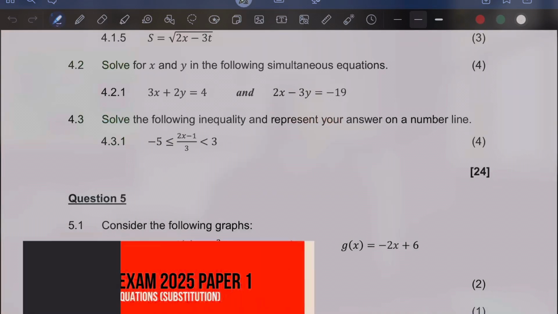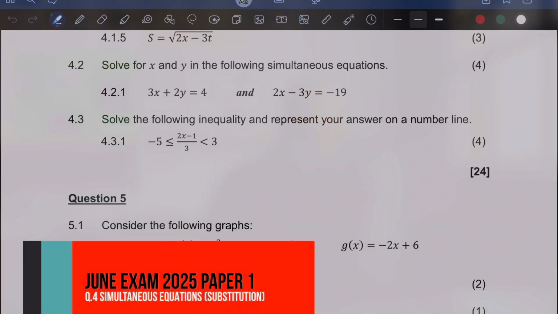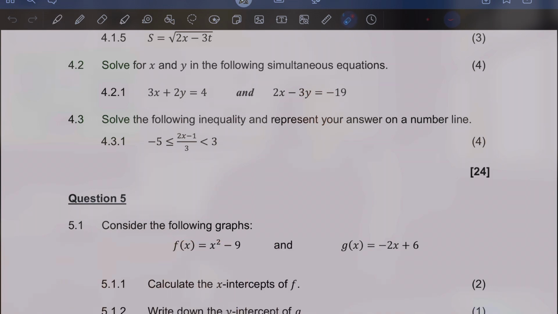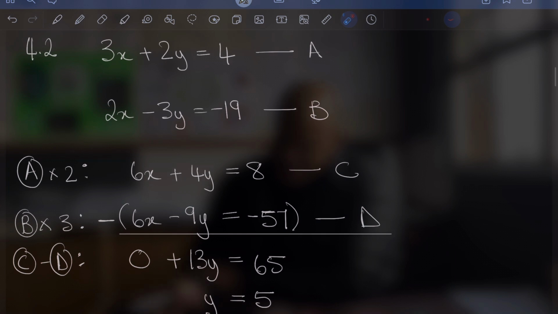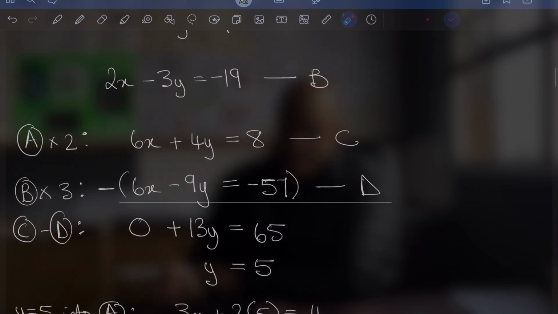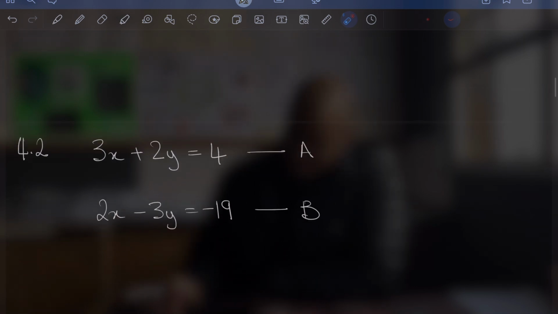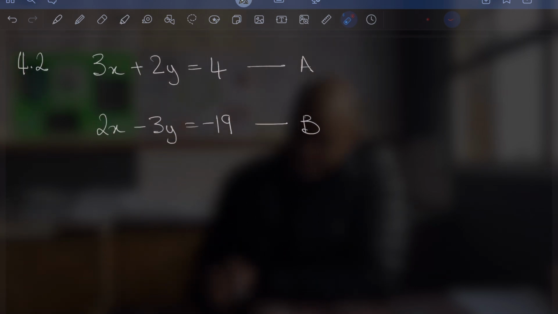Hi everyone, we are still busy with our June exam paper 1 2025 and we are still busy with question 4.2. Solve for x and y in the following simultaneous equations: 3x plus 2y is equal to 4, and 2x minus 3y is equal to negative 19. In our previous video, we looked at this problem using the method of elimination. We are now going to look at the same problem using substitution.